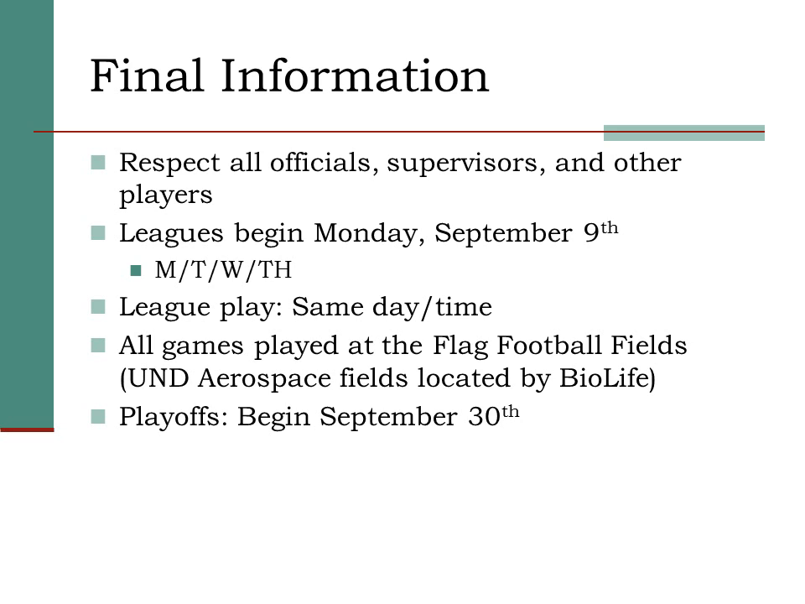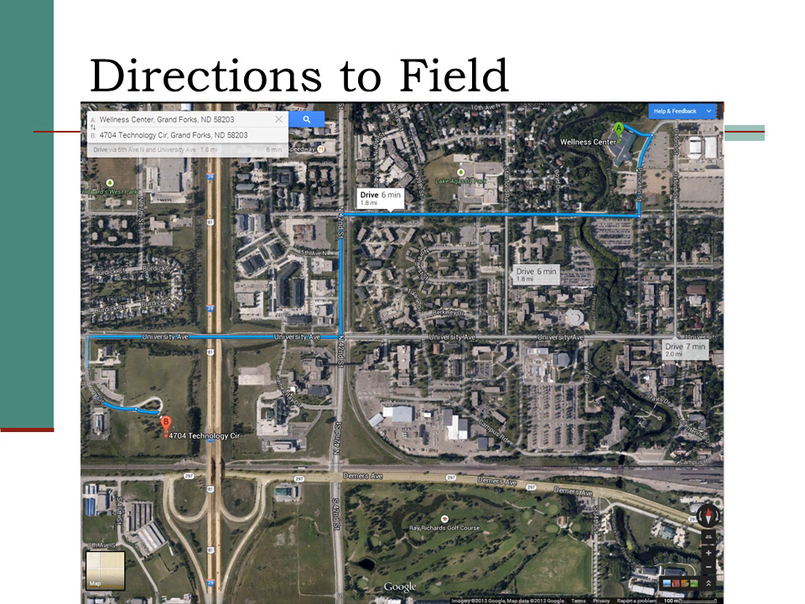Leagues begin Monday, September 9th, and will be played on Mondays, Tuesdays, Wednesdays, and Thursdays. During regular season league play, teams will play at the same day and time. All games are located at the UND Aerospace Fields by BioLife. Playoffs begin September 30th. The UND Aerospace Fields are located just west of I-29 and north of Demers Avenue.